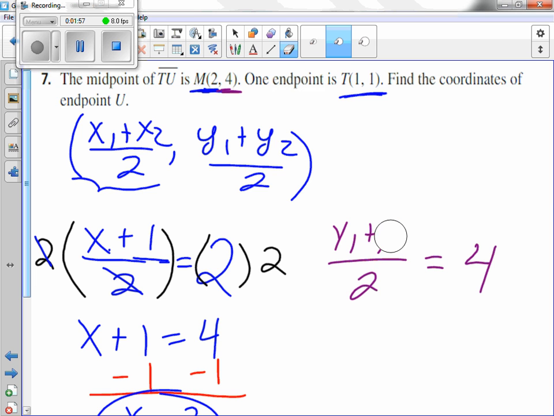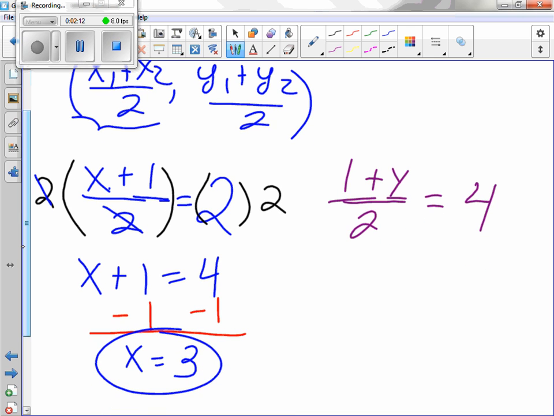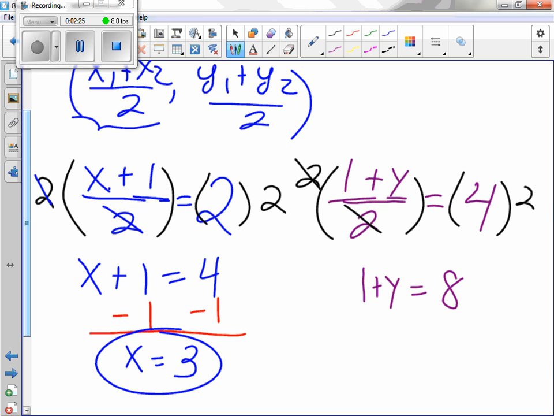Now, it told me one of the y values already. I'm going to erase both of those. It told me one of the y values of the endpoint was 1. I don't know what the other one is. So I'm going to say (1 + y)/2 = 4. Now we're going to do the same thing we just did for x, and we're going to multiply both sides by 2. Now the 2 and 2 here cancel. That's the reason we're multiplying by 2. Leaving me with 1 + y = 8. Now the last thing I need to do is to get y by itself, so I'm going to subtract 1 from both sides, which tells me y = 7.